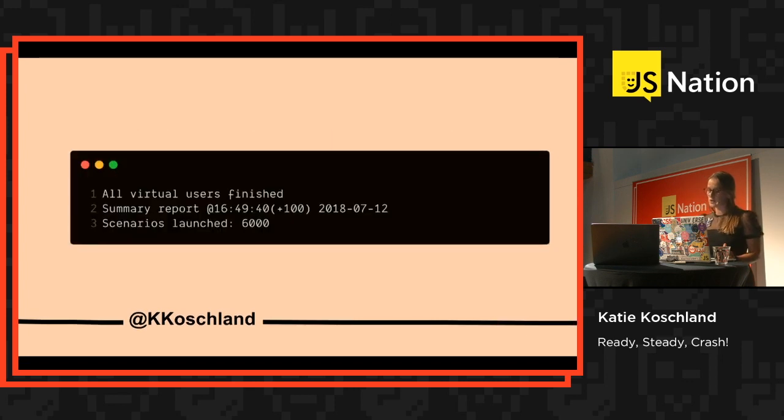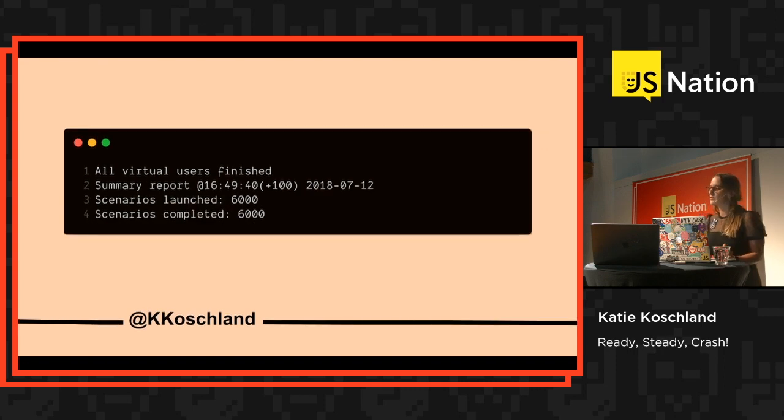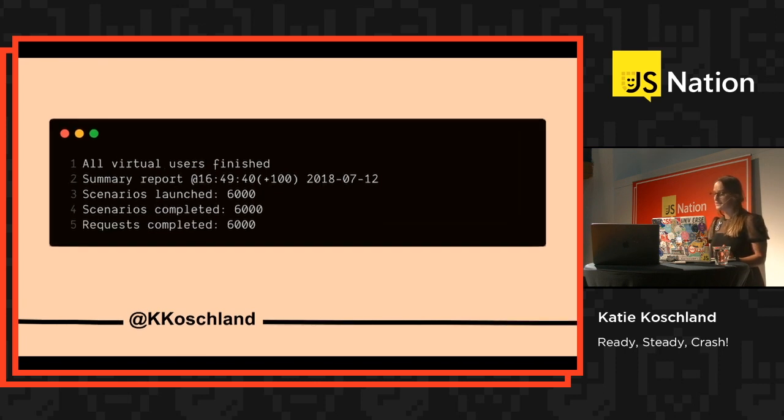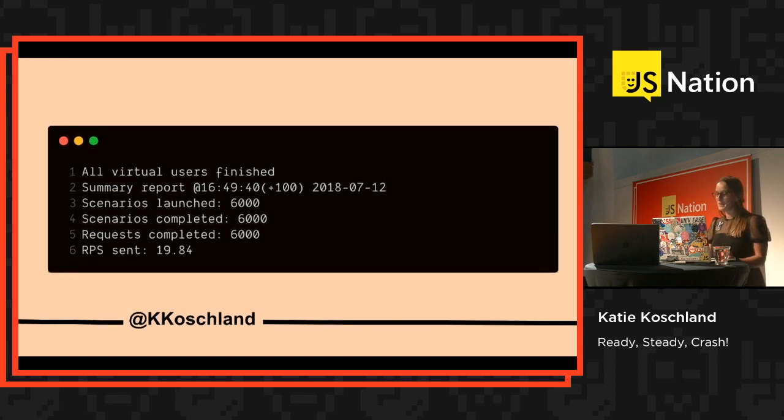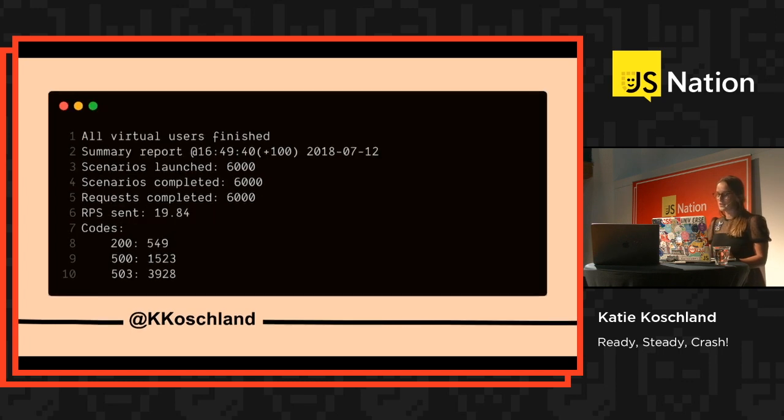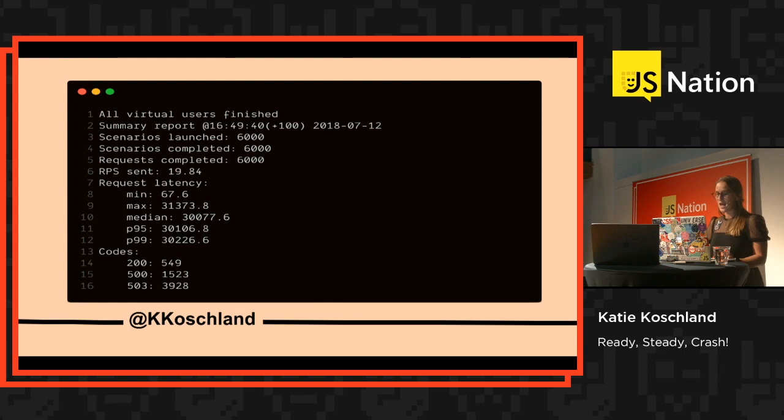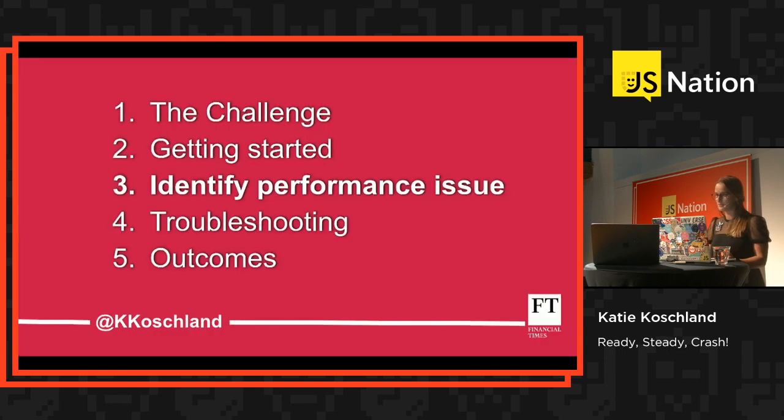So you have scenarios launched. That's the number of virtual users that have launched a scenario throughout the test. You have scenarios completed. This is the number of virtual users that have completed a scenario throughout the test. And you've got requests completed. This is the total number of HTTP requests and responses sent. And you've got RPS, the average number of requests per second completed throughout the test. And status codes, the HTTP status code responses from each request that's been completed. And finally, you have the request latency. This is how long it takes the server to receive and process a request, and it's measured in milliseconds.